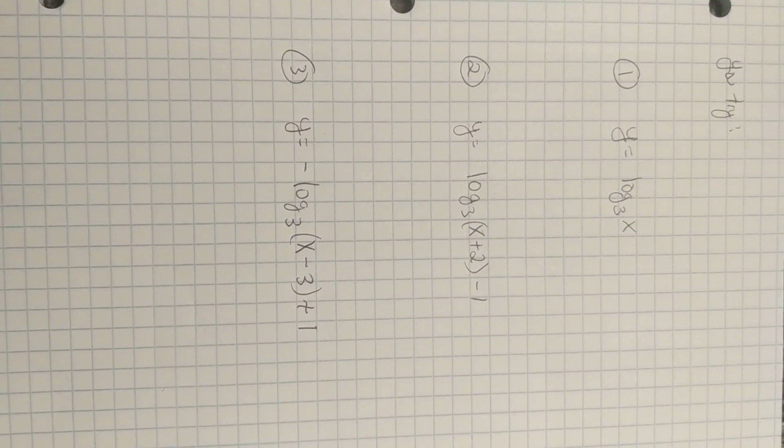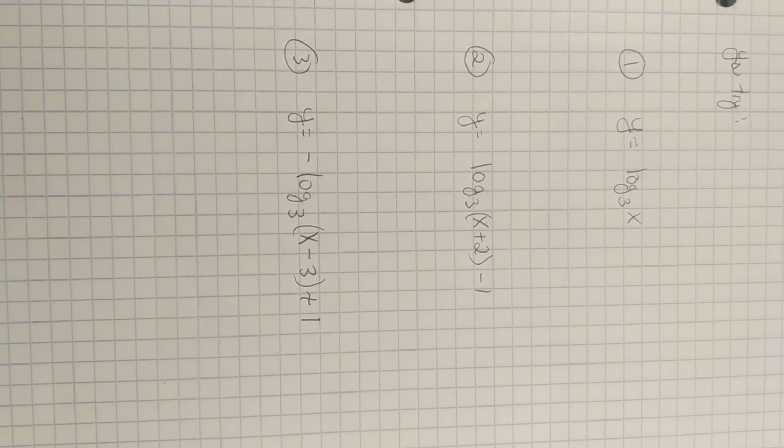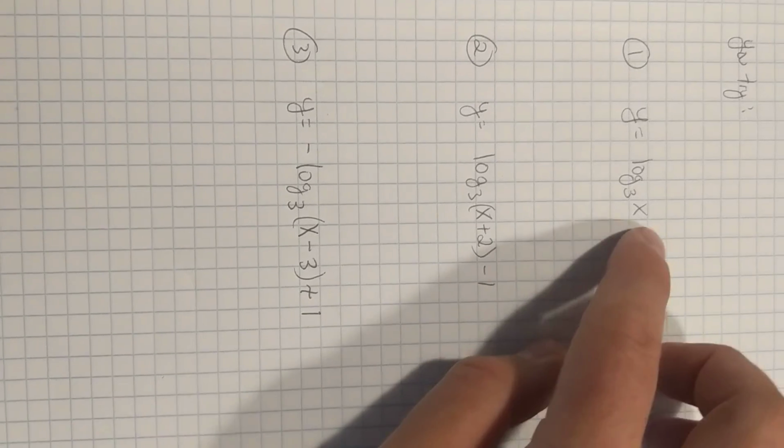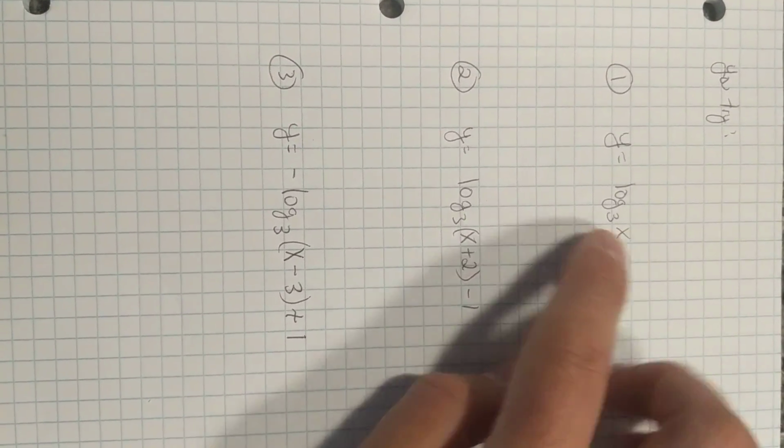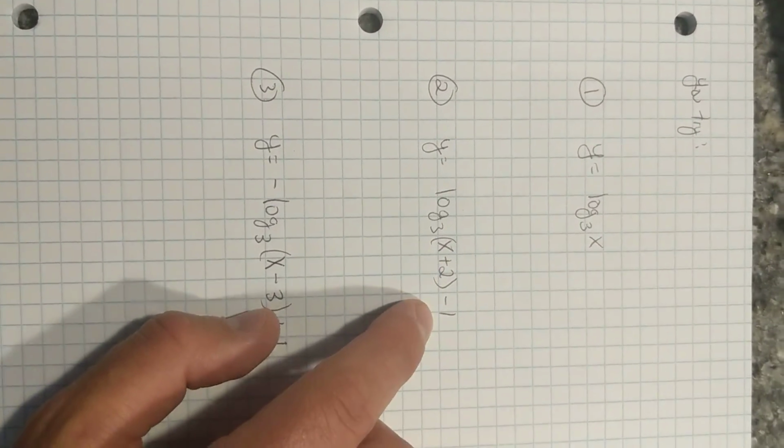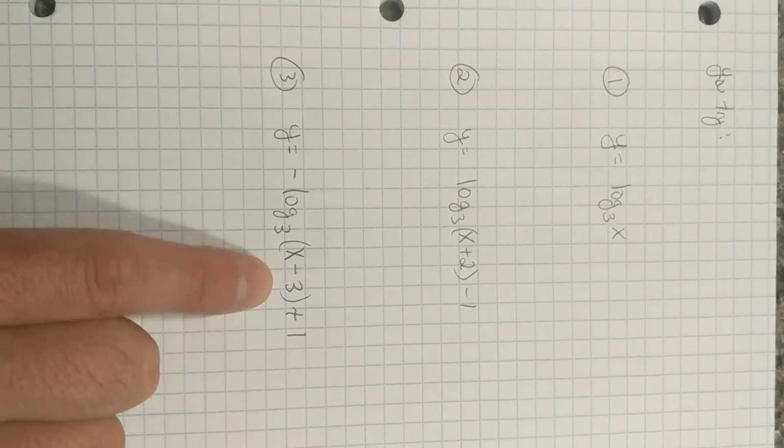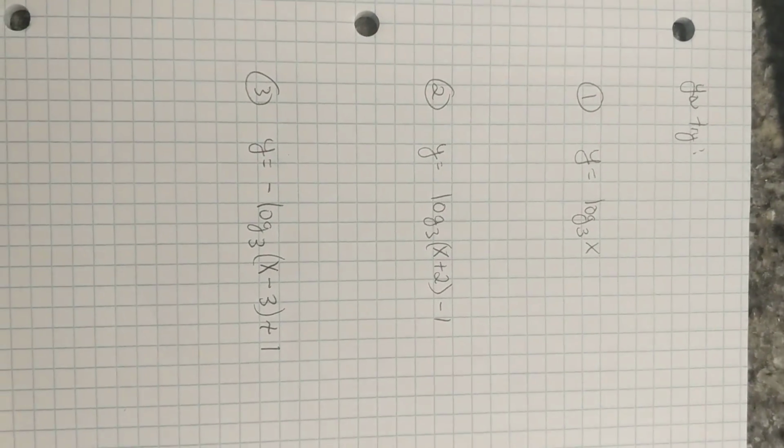So here are 3 problems. I try to make them pretty similar so you don't have to keep changing your base function. So log base 3 of x, log base 3 of x plus 2 minus 1, and then negative log base 3 of x minus 3 plus 1. Good luck, you're almost there.